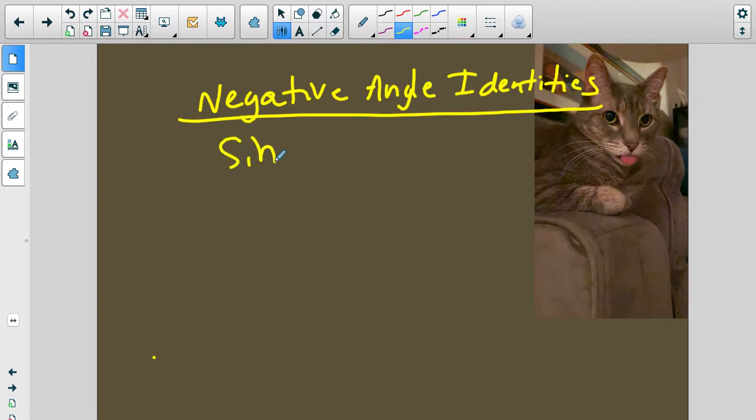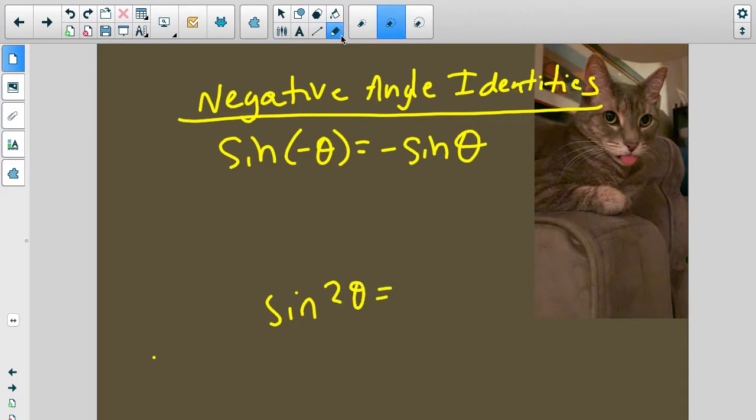These are called the negative angle identities. Sine of negative theta equals negative sine theta. And before you think that I just pulled that negative out, I did not. That wouldn't make any sense. Tell me if you see this on the exam in the true false. Would you say true or false?